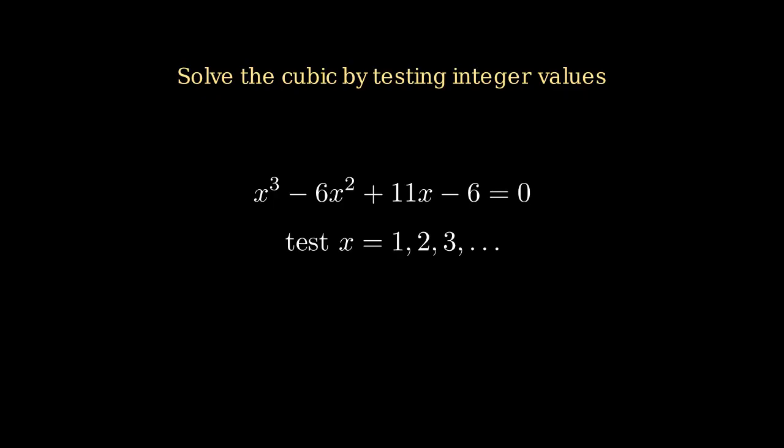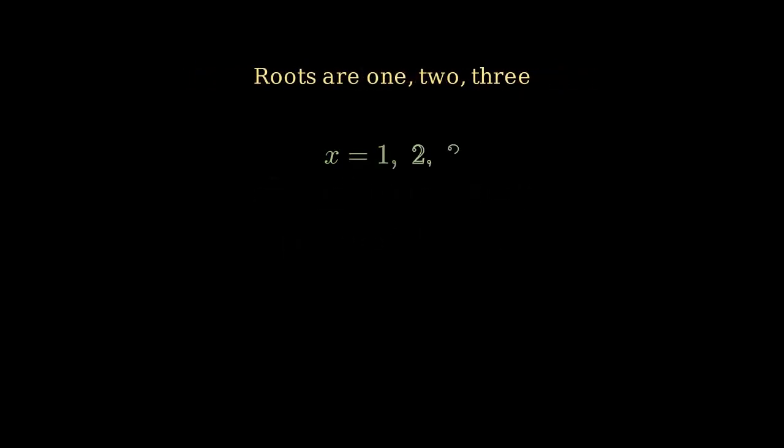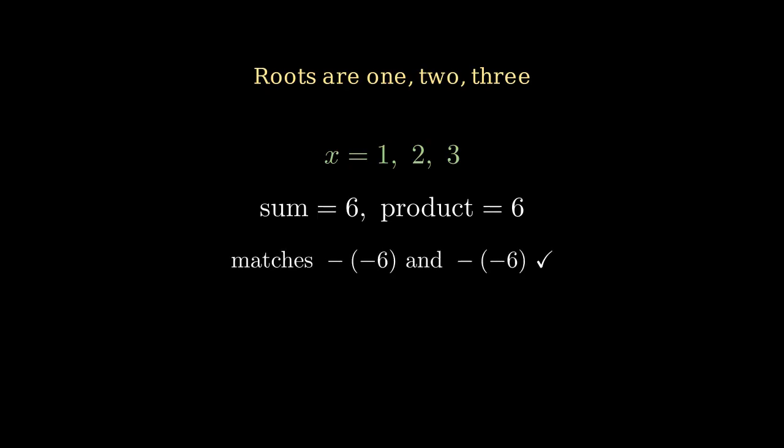Now we solve the cubic equation, x cubed minus 6x squared plus 11x minus 6 equals 0 by testing simple integer values. The roots are 1, 2, and 3, giving a sum of 6 and a product of 6. Checking, the sum of the roots matches negative the coefficient of x squared, and the product matches negative the constant term, since the leading coefficient is 1.